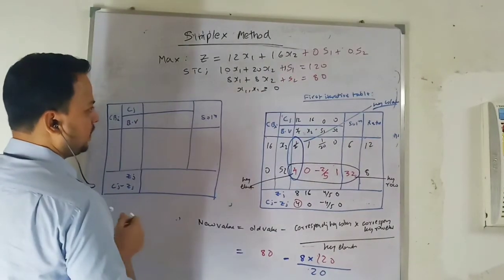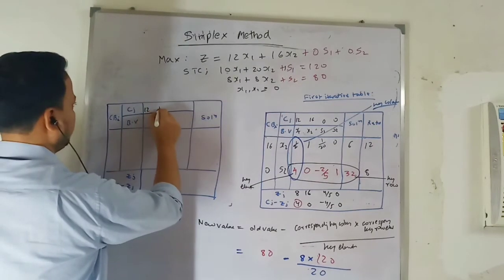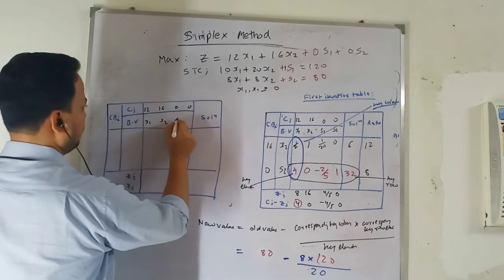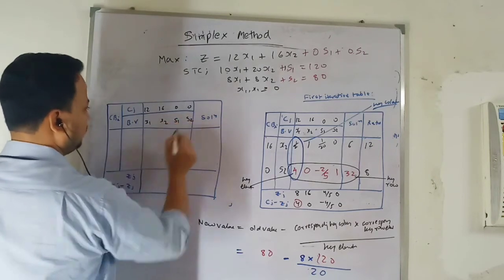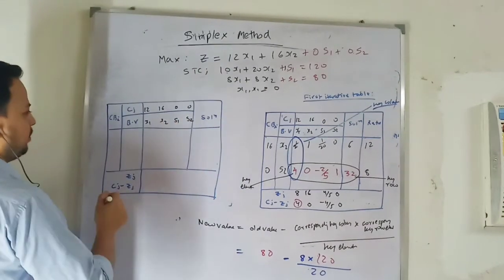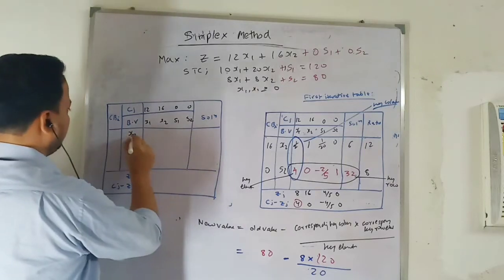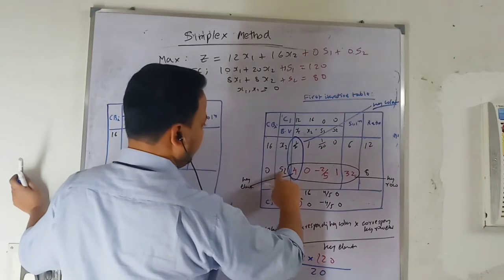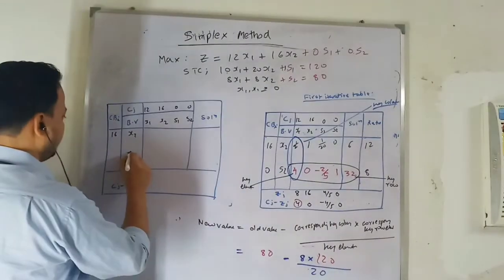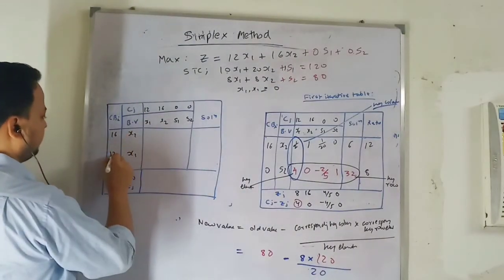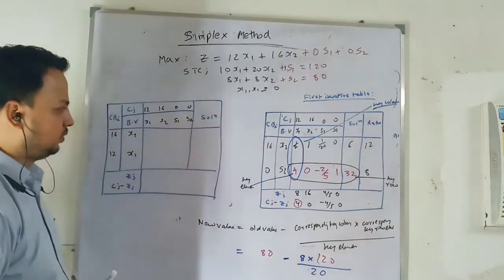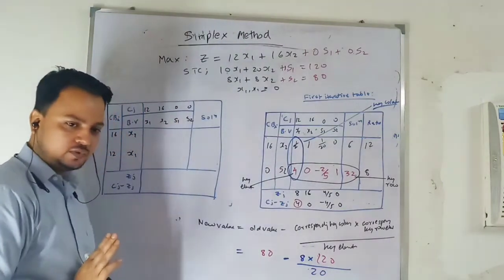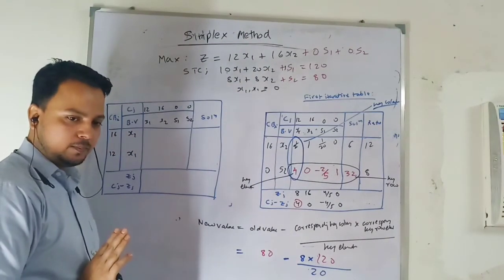Okay. So it will be 2 and 16 0 0, x1 x2 s1 s2. Okay. And my basic variable here is x2. My entering variable is x1 and leaving variable is s2. So I write x1 here and coefficient is 12. Okay. Now my key element is in second row, right? Yes or no?